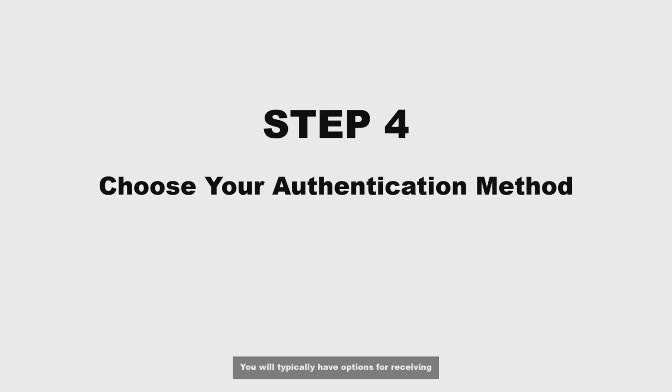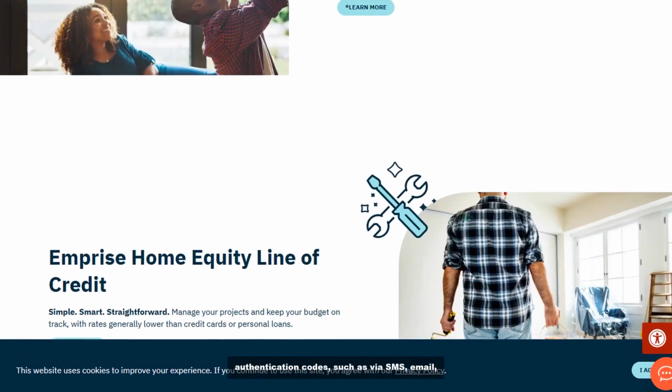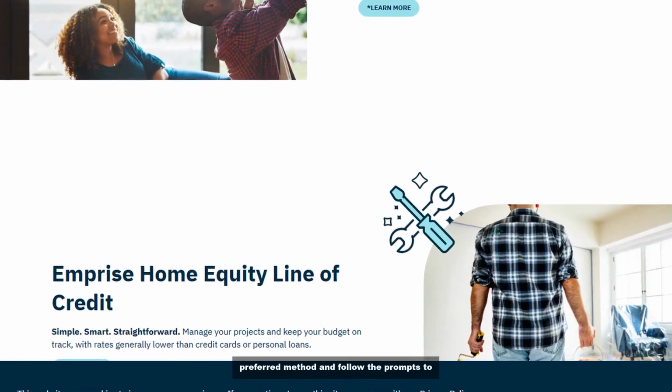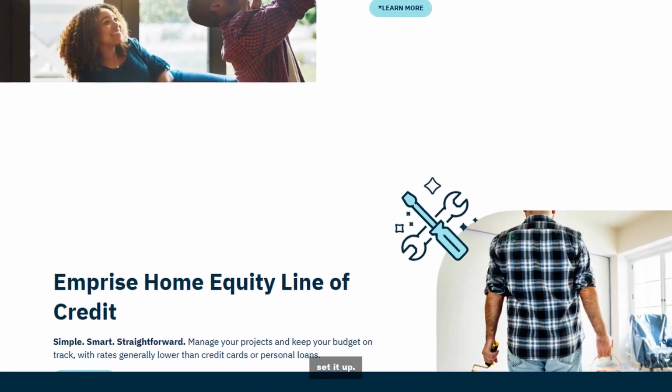Step 4. Choose your authentication method. You will typically have options for receiving authentication codes such as via SMS, email, or an authentication app. Select your preferred method and follow the prompts to set it up.